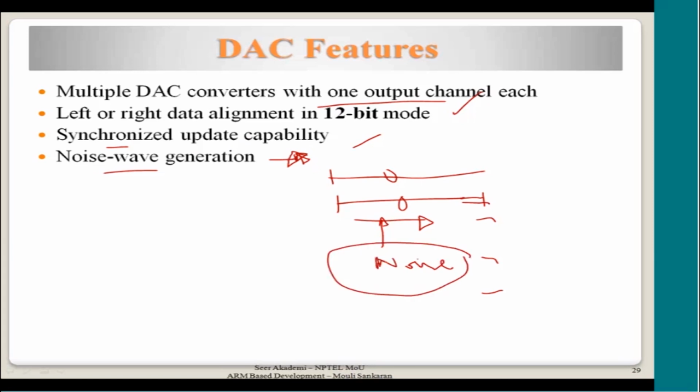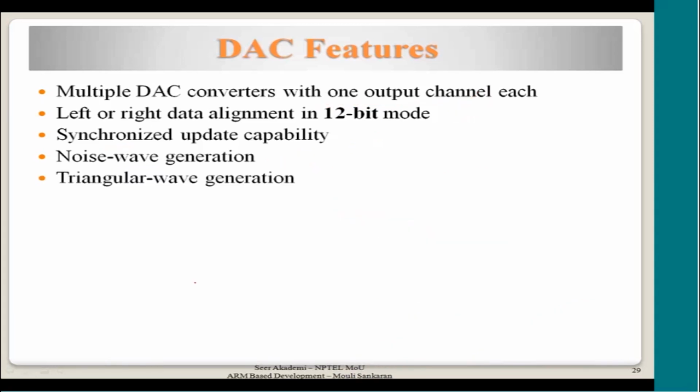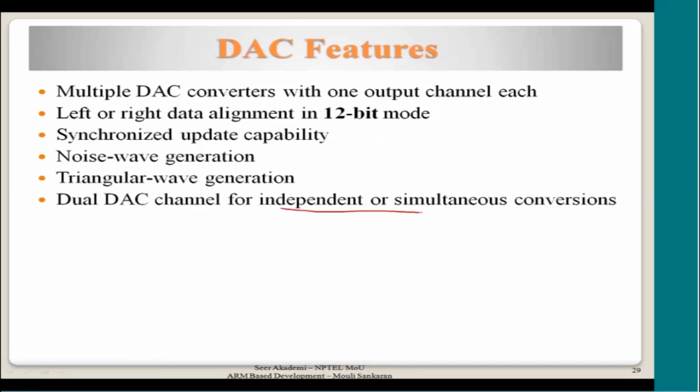That could be done in the digital world, because you know no analog signal is converted using this to the digital world. So you can introduce noise with a signal and then see how the receiver receives it at the receiving end. So it is equivalent to introducing noise in the channel. There are many ways communication channels are tested using this. Even triangular wave generation is possible. This is a triangular wave. And then dual DAC channels for independent or simultaneous conversions. You can do independent or simultaneous conversions also.